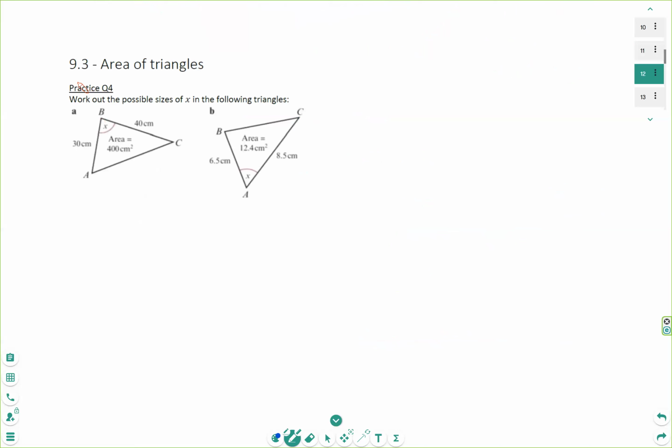Right, practice question 4. All right, your turn. Pause the video, have a go at the question. When you're ready for the answer, you can press play.